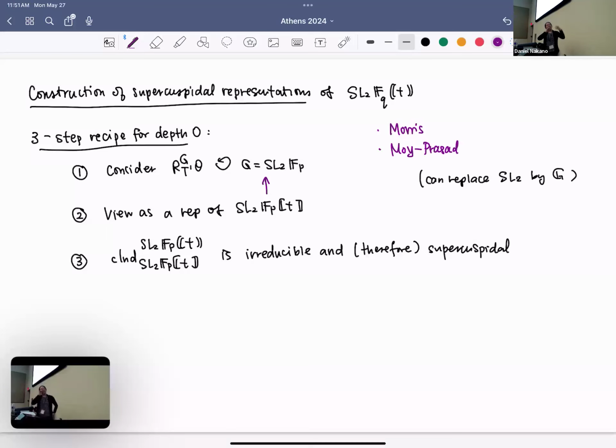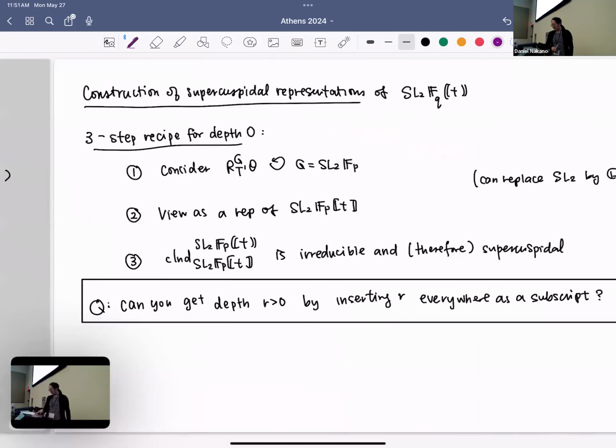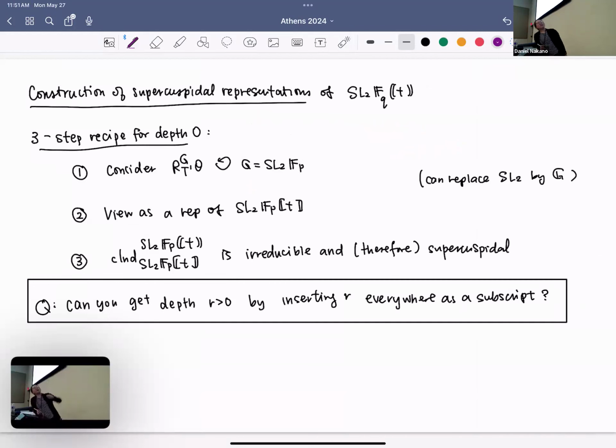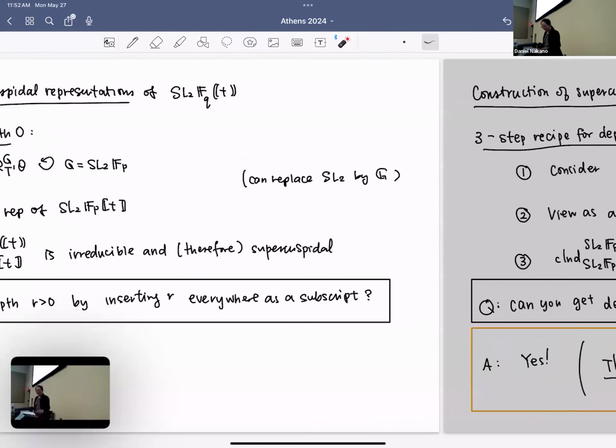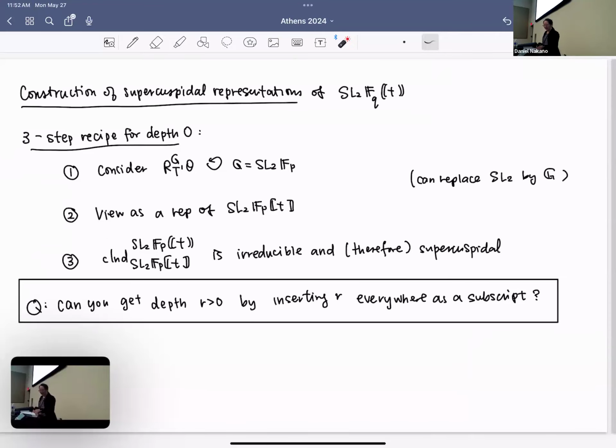Okay, so given that I've told you about this, and I've also flip-flopped between the R setting, the most natural thing that you can ask is, can you get depth R bigger than zero? I have this zero over here, so R equals zero is depth zero. Can you get positive depth by inserting R everywhere you see it? Yes, there's a question here. Yes, that's correct. You just take the area. Yes, exactly. Okay, and this is a question, and the answer is yes.